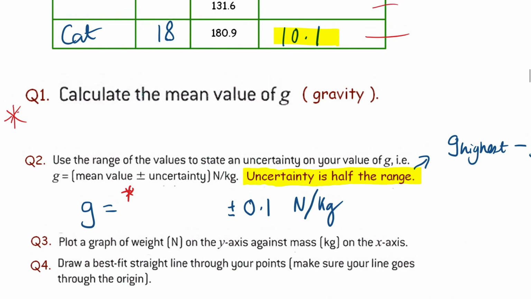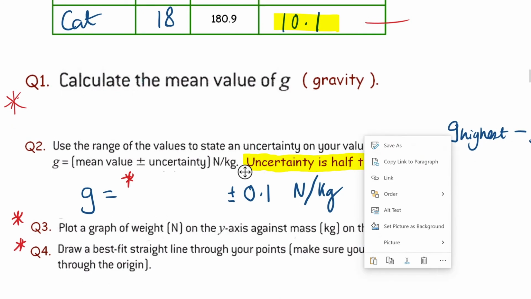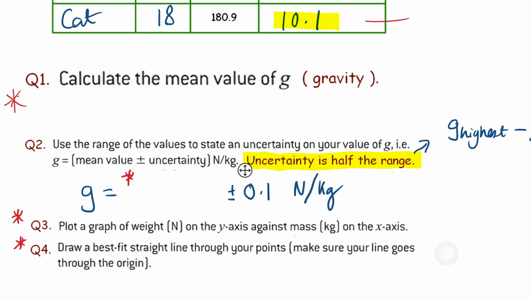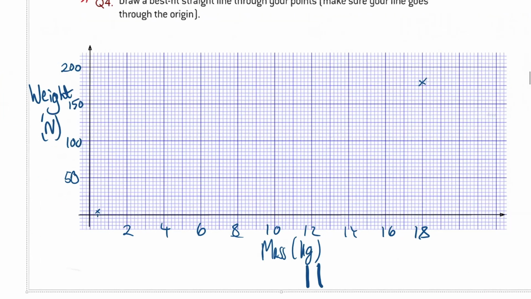And then finally, plot a graph, I should say, of weight on the y-axis against mass on the x-axis, and draw a line of best fit. So we're looking now at question 3 and 4. And make sure the line goes through the origin. Well, I made a quick start. This is for you to complete, of course.